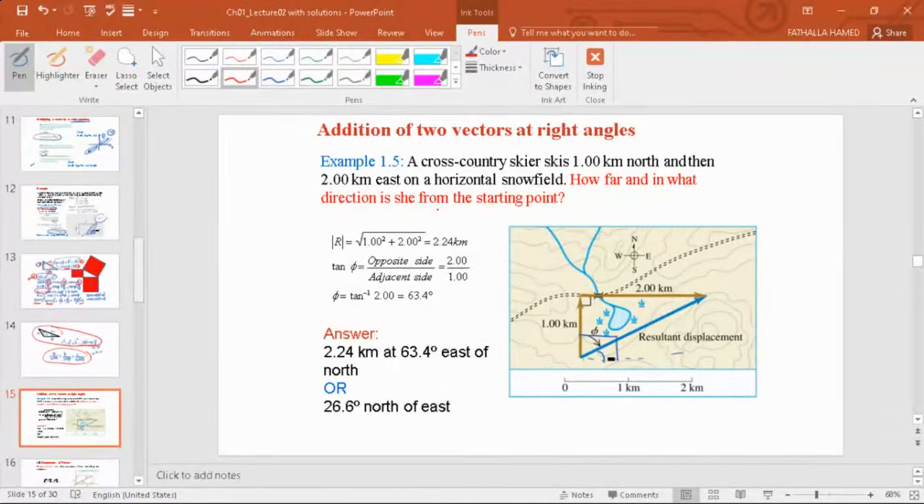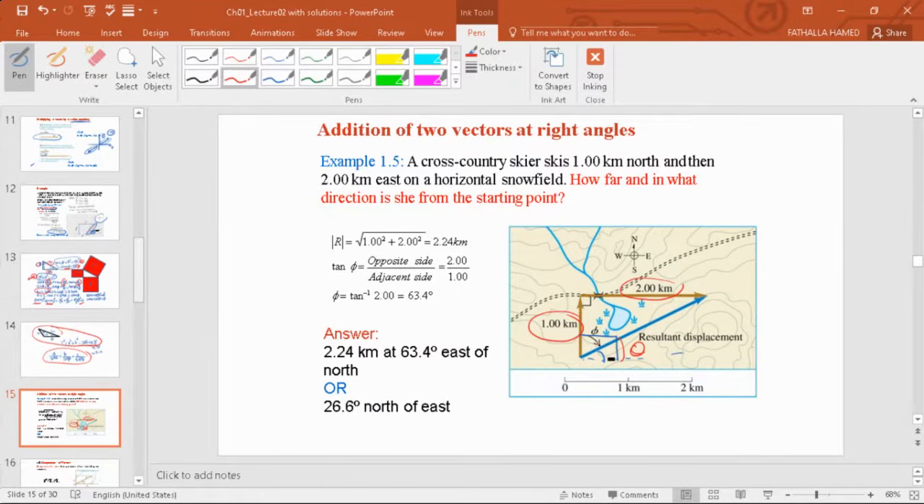Now, when we look at this, she moves 1 kilometer north and then 2 kilometers east. And they want to ask you how far. Now, we can rely on the example that we did previously. We do this graphically. You need a graph paper, and you measure 1 kilometer, 2 kilometers, and then you measure this distance, and you can find this angle here or that angle, and you do that graphically. But you can do that with the knowledge of trigonometry.